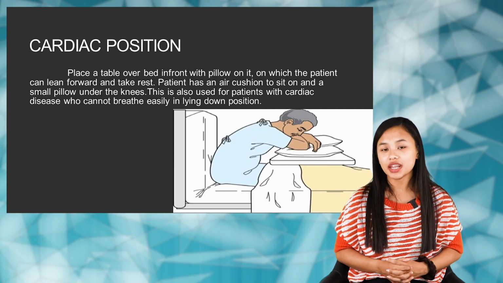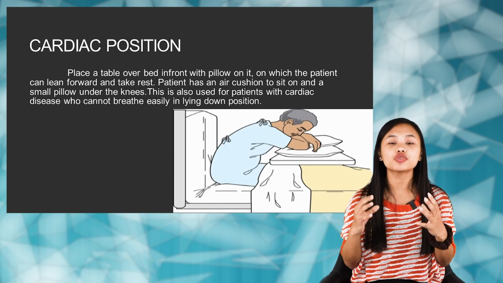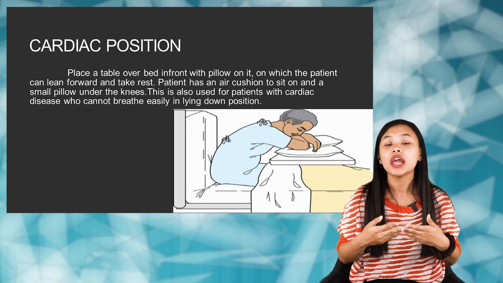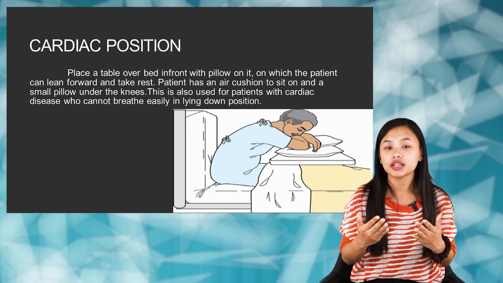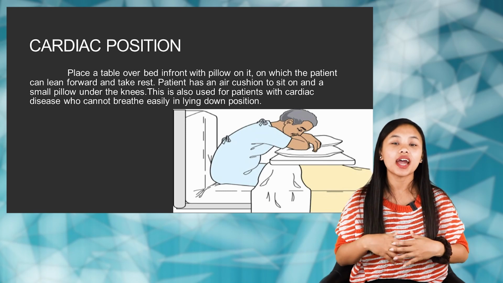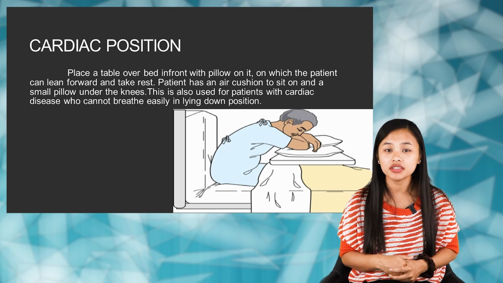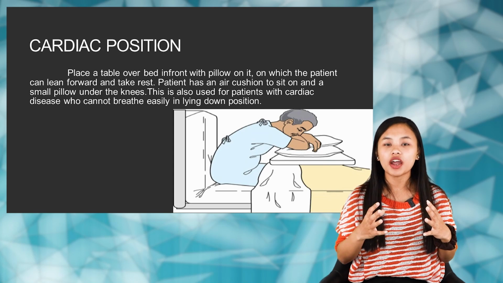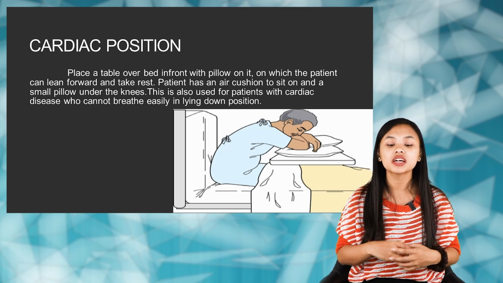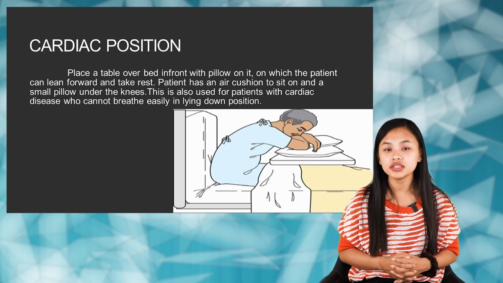So moving on to the next, which is the cardiac position. So this is a position whereby we will be placing a table in front of the client along with a pillow on which the client can lean forward and take rest. The client can be provided with an air cushion so that they can sit on it, as well as a small pillow under the knees.